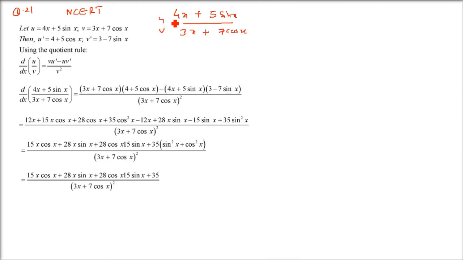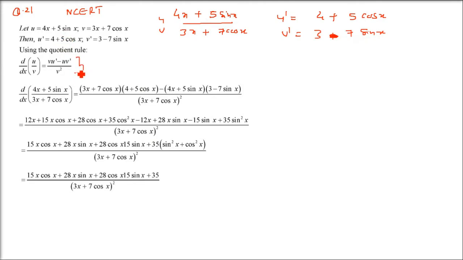So this is your u, this is your v. Let us take u dash, that is the differentiation of this one. It will be 4 only, and 5 will remain like this, sin x will be cos x. And v dash is 3, so x will be 1, so 3. And cos x will be minus sin x, so let us take minus. And this will be 7, cos x is sin x, minus sin x. Okay, now these two are there.